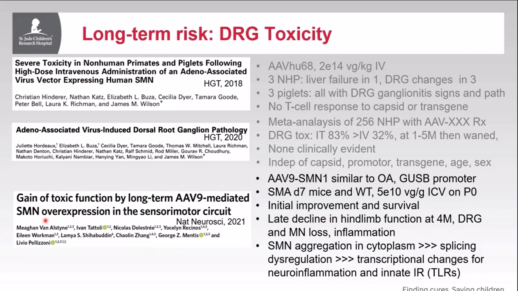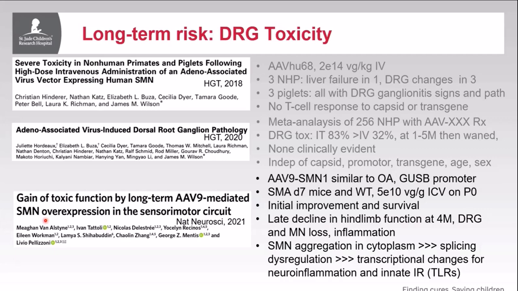And what they did was they looked in mice with a construct that was similar but not identical to onasemnogene, because it had a different promoter. It had a GusB promoter instead of the chicken beta actin, the CBA, which is in the commercial product. And there's an argument going on whether the GusB is a stronger promoter.